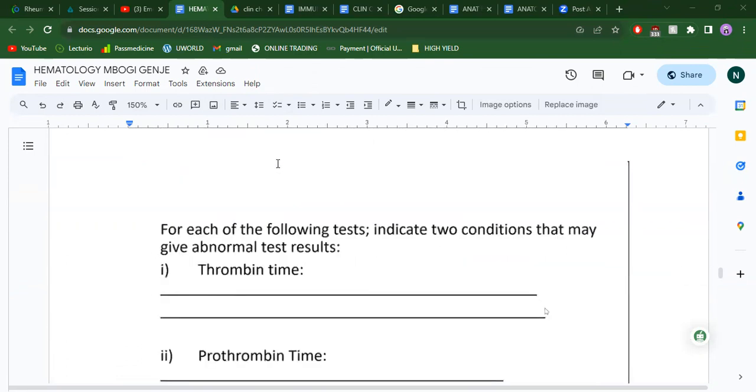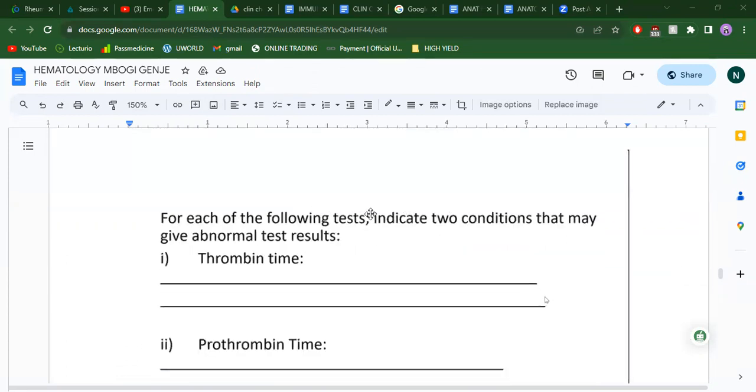Next question. Which of the following tests indicate two conditions that may give abnormal results? Thrombin time, prothrombin time. So, can you write in the chat?